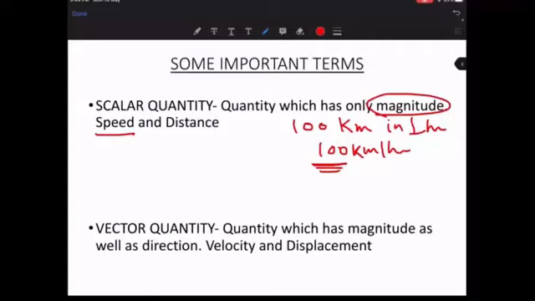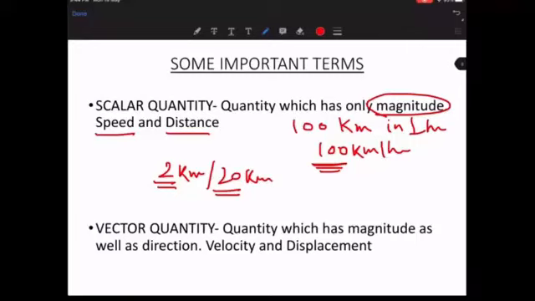At what speed was the object going? The object was going at 100 kilometers per hour. It doesn't tell us which direction, north, south, east, west, nothing is being told. Similarly, distance. Suppose I have traveled 20 kilometers, or 20 miles. It is only telling me that I have traveled this much distance. It is again telling me about the magnitude. Magnitude means the value. It is not telling me in which direction I have traveled so much distance.